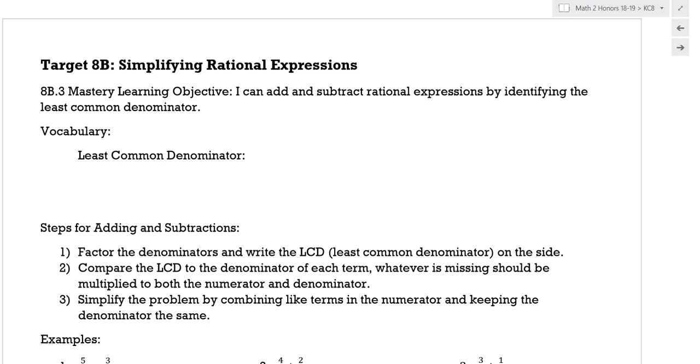Right, we're now looking at target B3. And target B3 is: I can add and subtract rational expressions by identifying the least common denominator. So now we're doing another operation. We're adding and subtracting.